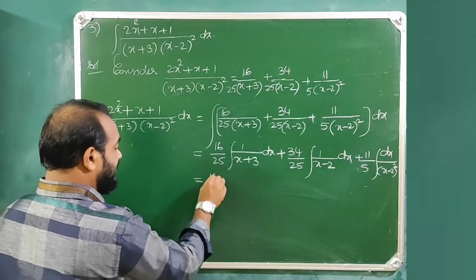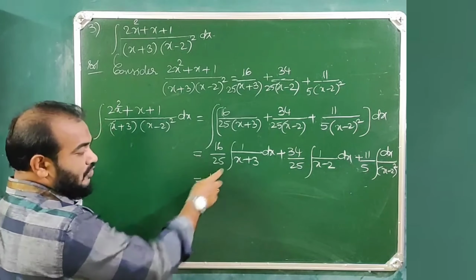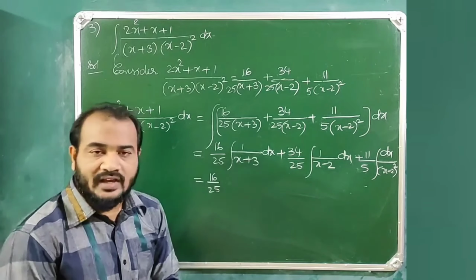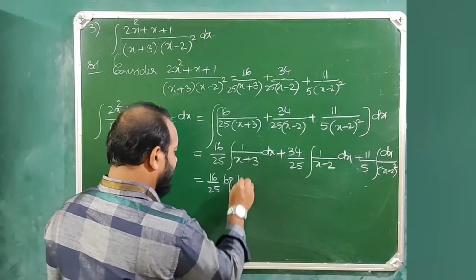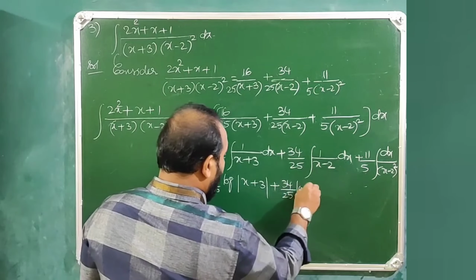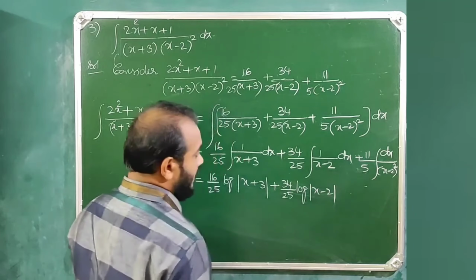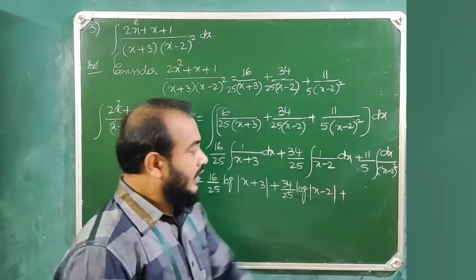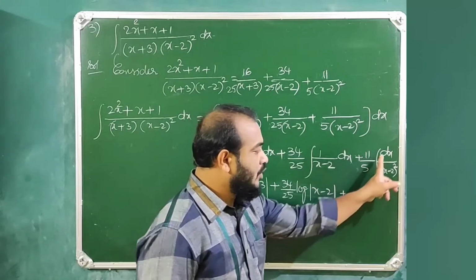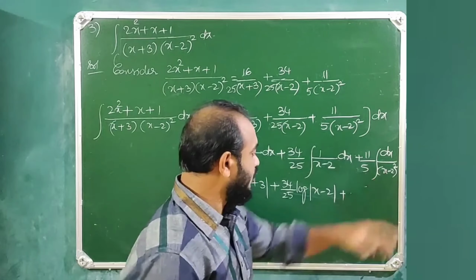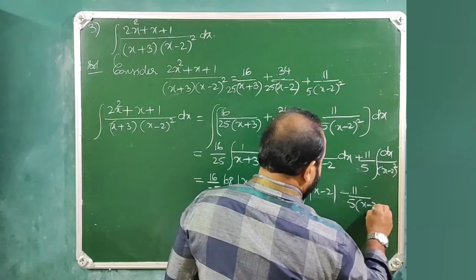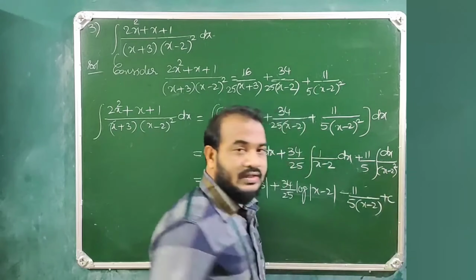So this is equal to 16/25. This is of the form integral of 1/x dx, which is log|x|. So integral of 1/(x + 3) dx is also log|x + 3|, plus 34/25 log|x − 2|, plus integral of 1/x² dx is −1/x. So 11/5 into −1/(x − 2). Plus into minus is minus. So this is −11/(5(x − 2)) plus the constant of integration c.